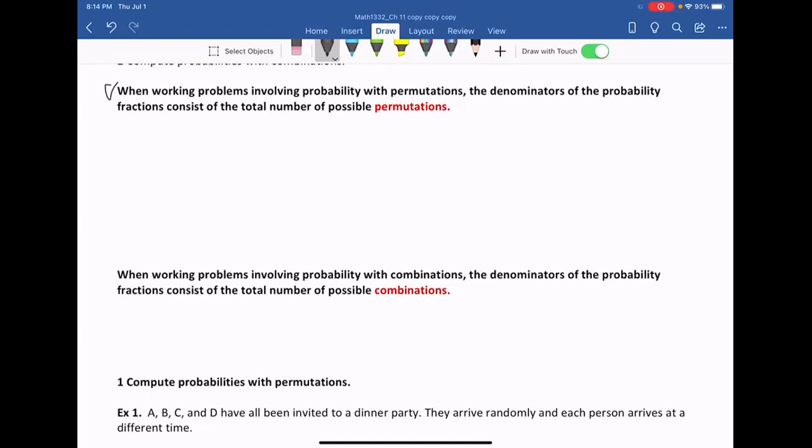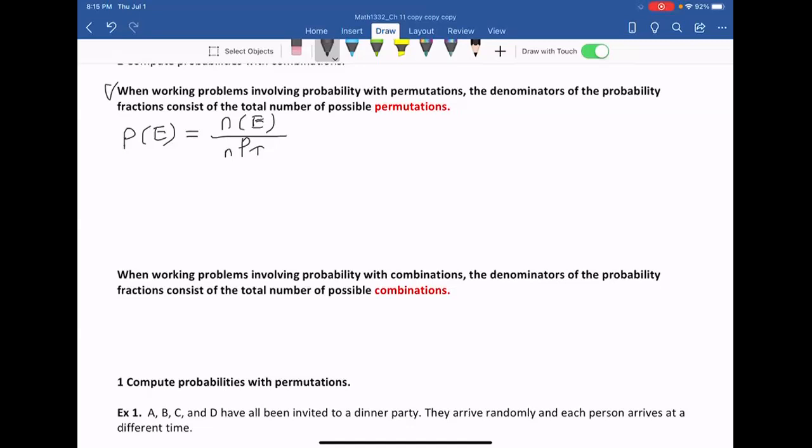permutations. The meaning of that is, if the probability of my event E, we solve this probability problem with permutations, the bottom part must be the total number of possible permutations. That is nPr. The top part is the number of ways the event E could occur.